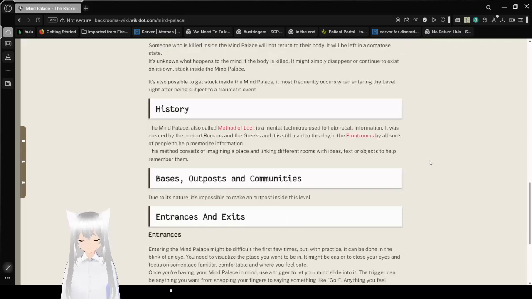History. The Mind Palace, also called Method of Loci, is a mental technique used to help recall information. It was created by the ancient Romans and the Greeks, and it's still used to this day in the frontrooms by all sorts of people to help memorize information. This method consists of imagining a place and linking different rooms with ideas, texts, or objects to help remember them.